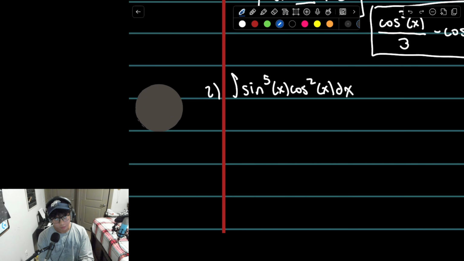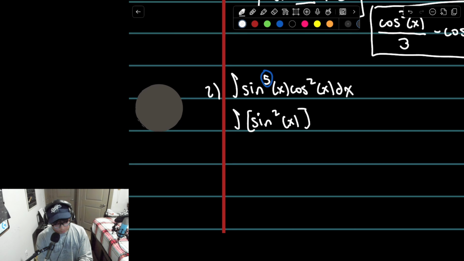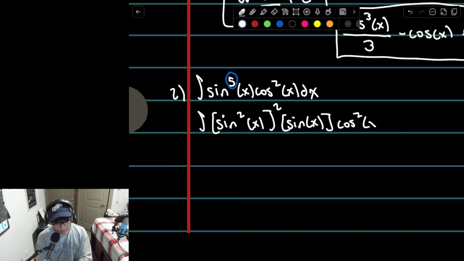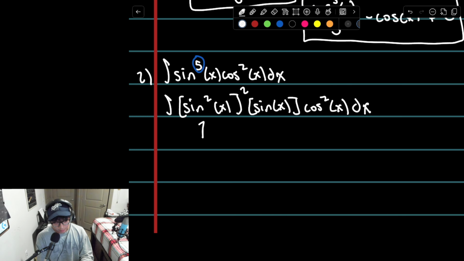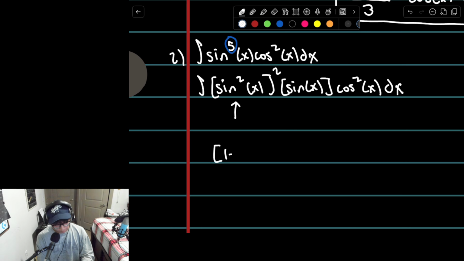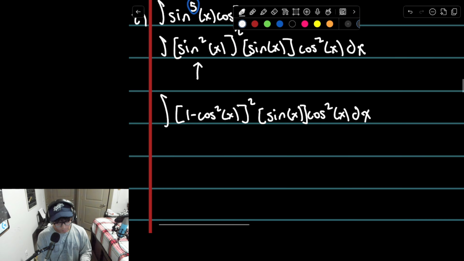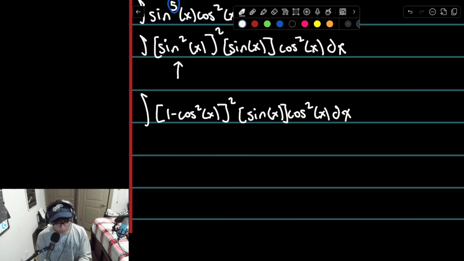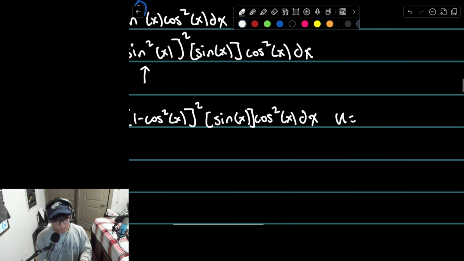Now the first thing that you'll notice here is that we have an odd power on sine. So we could split that up into sine squared x, which is squared again, times another sine of x, times the remaining cosine squared x dx. Now knowing our identity for the sine squared of x, we could substitute it with our 1 minus cosine squared of x into the brackets. And don't forget the square, times the sine of x times cosine squared of x dx. Now over here, we could finally do our u substitution, making u equal to cosine of x.